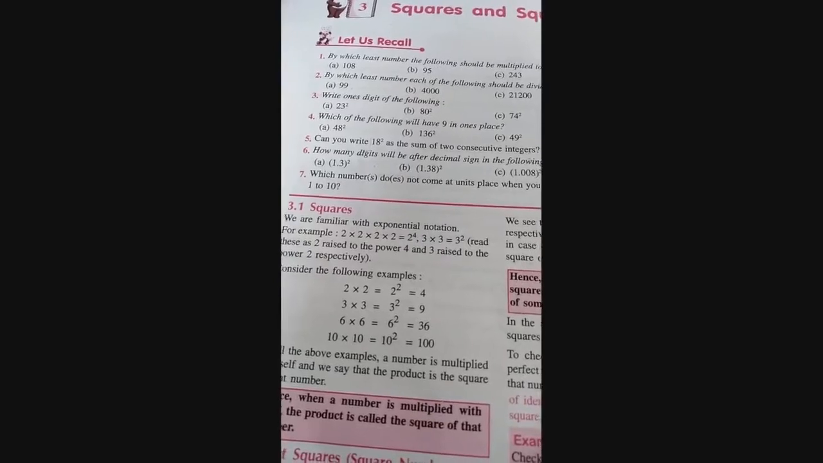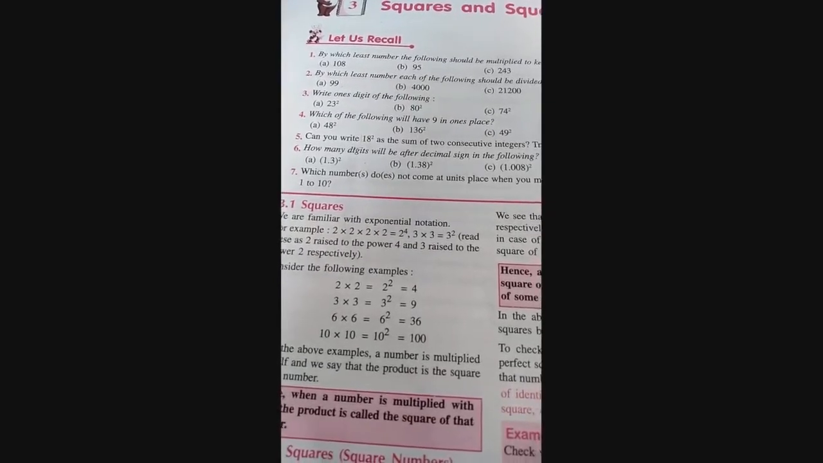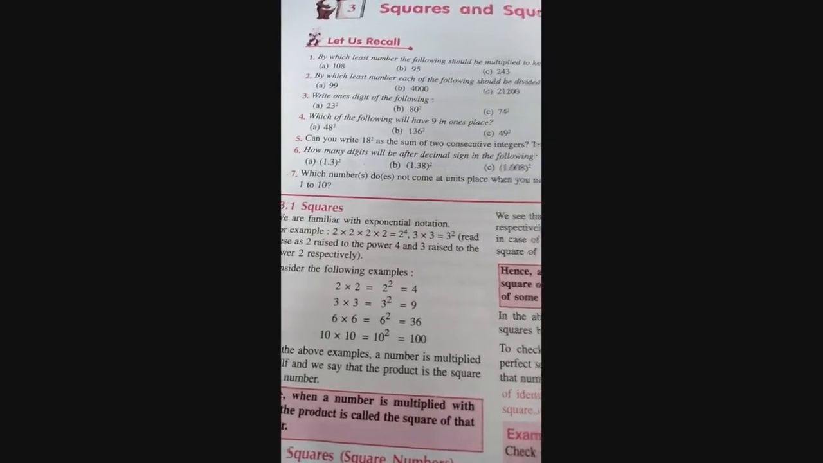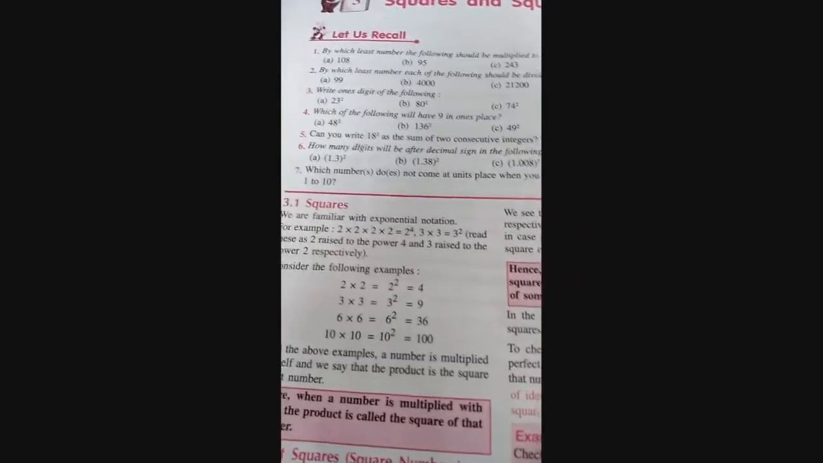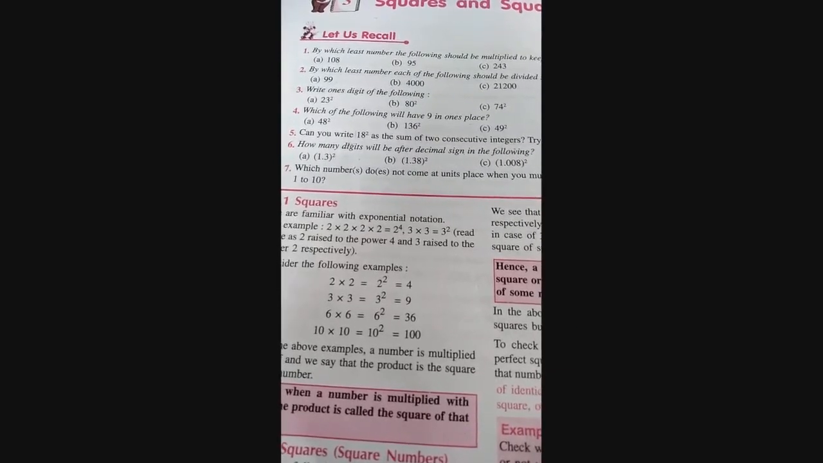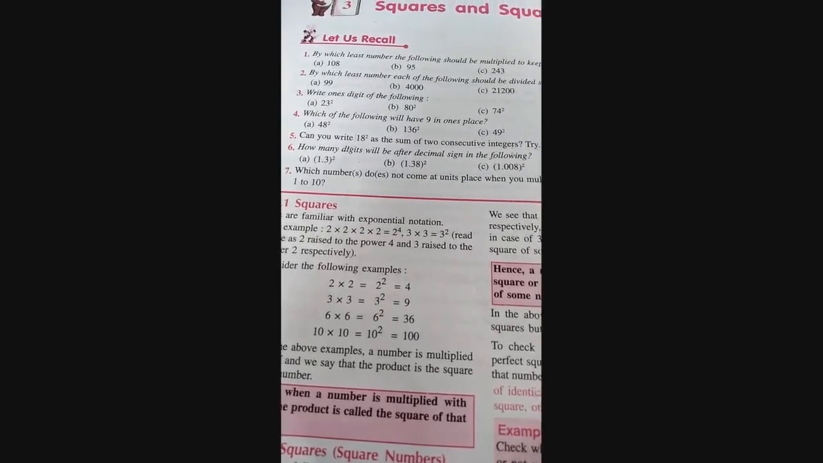So we can't express 18 square as the sum of two consecutive integers. You can try it out at home. Now next question is 6. Question number 6. How many digits will be after the decimal sign in the following?